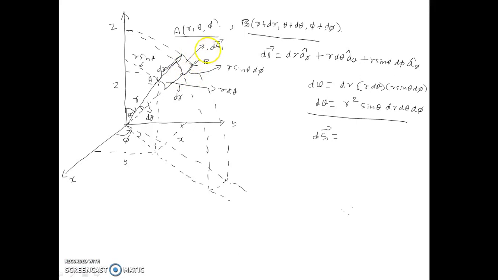And the differential surface ds1, as shown in this figure, has a magnitude of area, because this side is r d theta and this side is r sin theta d phi, given by r square sin theta d theta d phi, and it is pointing in the ar direction.